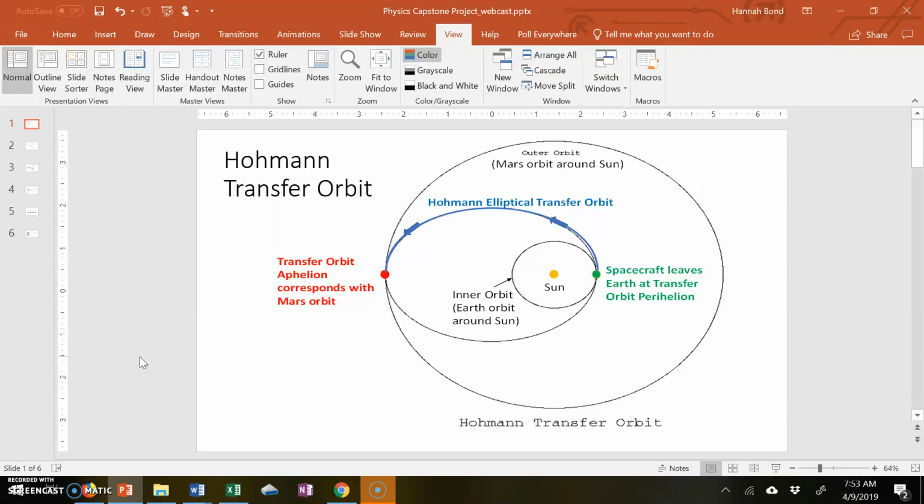Launch occurs when Earth is at the Hohmann perihelion. That's the point of the Hohmann orbit that is closest to the Sun. And the spacecraft will arrive at Mars when Mars is at the Hohmann aphelion. That's the point of the Hohmann orbit that is furthest from the Sun. The spacecraft is going to travel 1/2 of this elliptical orbit as it travels from orbit around Earth to orbit around Mars. And so that's why this blue marking is only showing half of this ellipse.